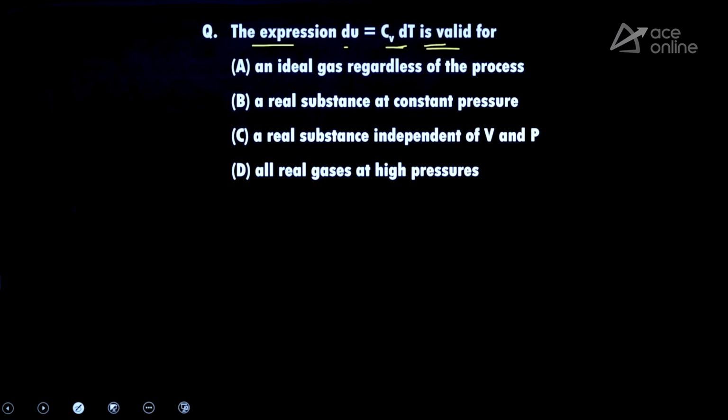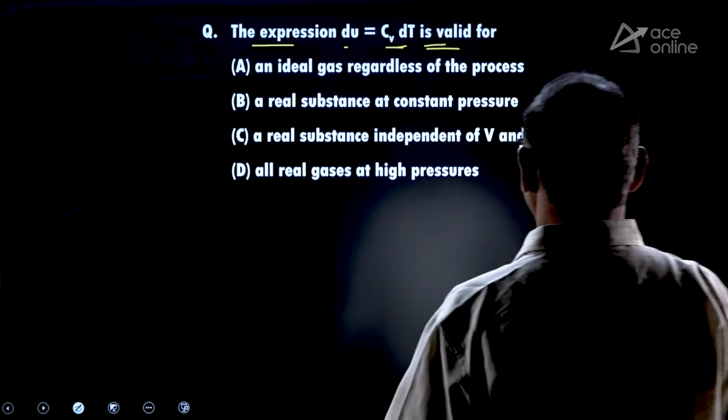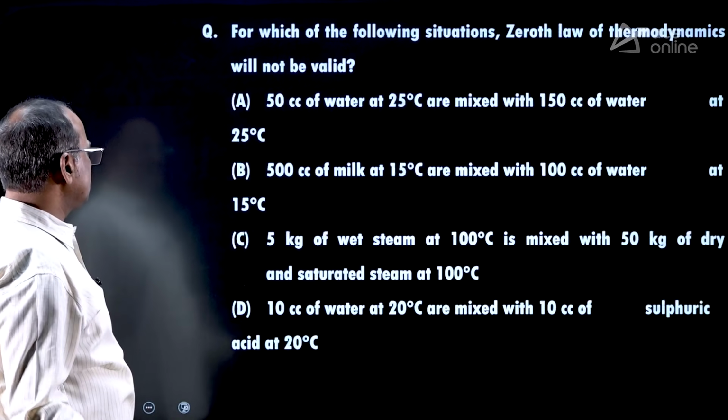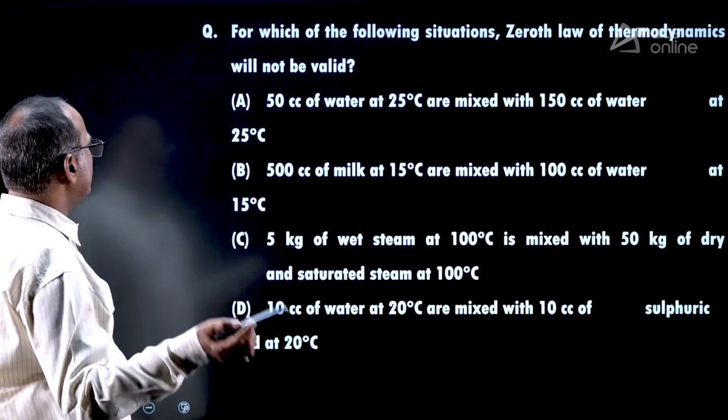Similarly, dH equal to Cp dt only for an ideal gas. Absolutely correct. You are all correct. No one has given a wrong answer. Everyone is correct. Similarly, look at another important question asked in one of the competitive exams.